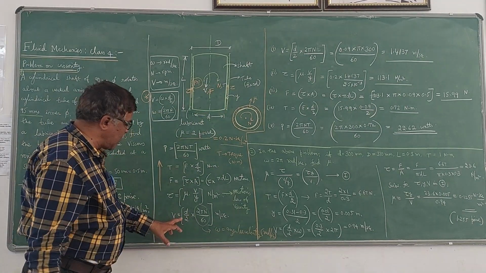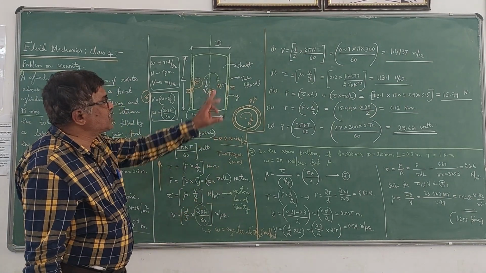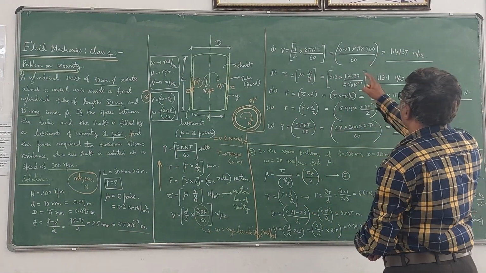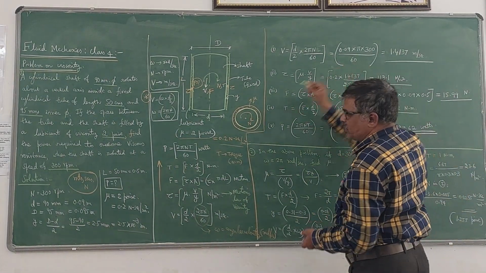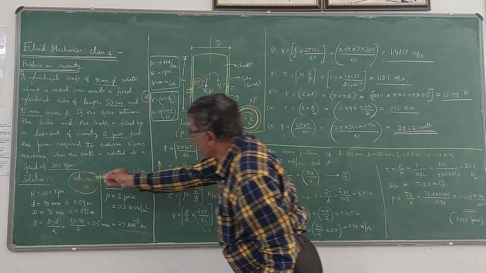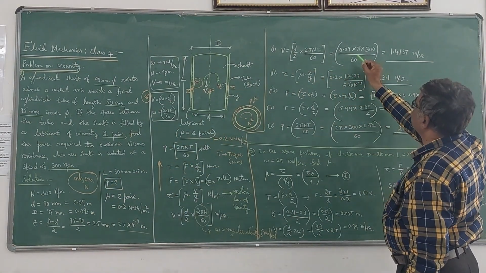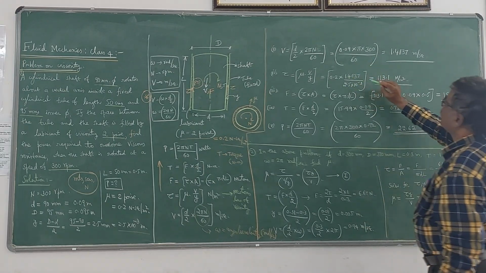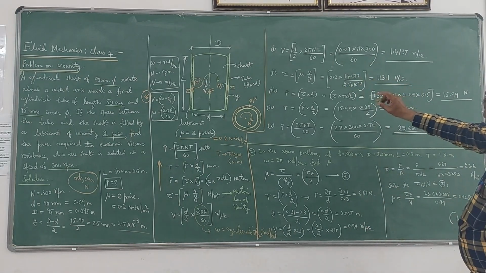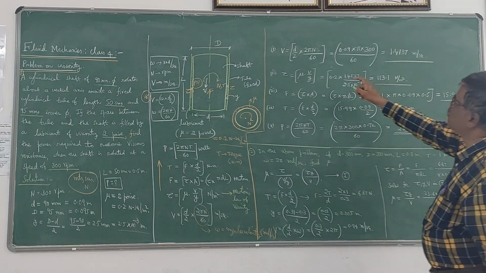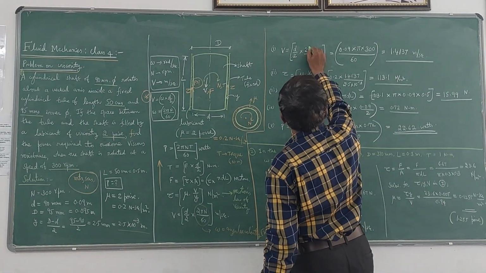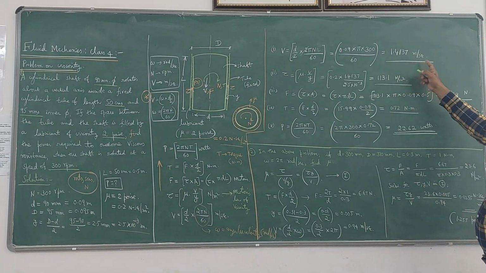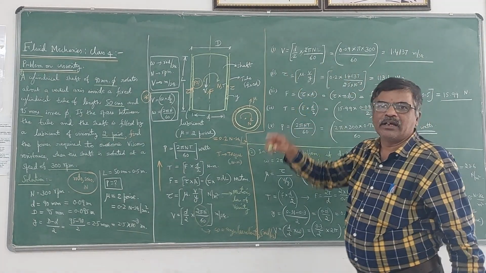So V is given by d by 2 into 2 pi n by 60. Substitute the values. d is 0.09 meter, all in meters, as I have written here. You have to substitute 2 into pi into n, which is 300 rpm, divided by 60. Here this 2 and 2 will get cancelled, that's what I have done here. So this becomes 1.4137 meter per second. V will be in meter per second.